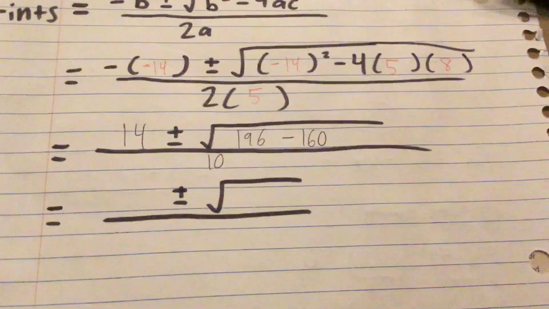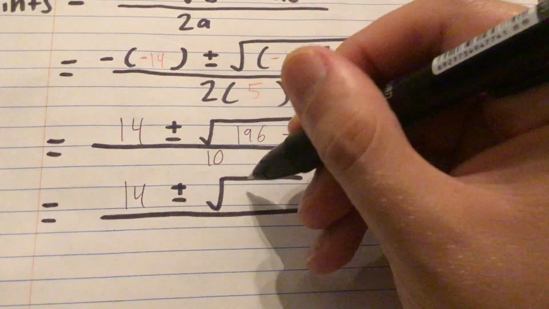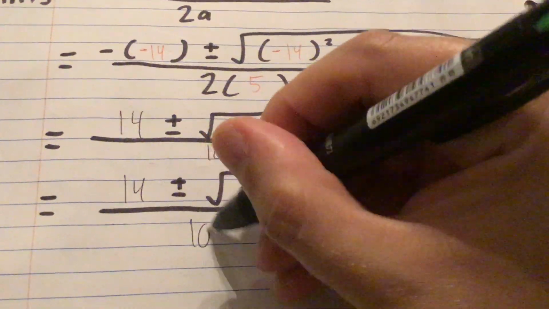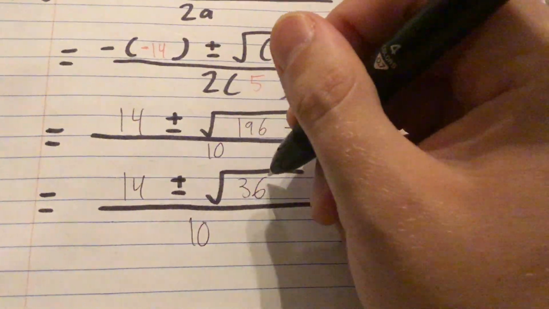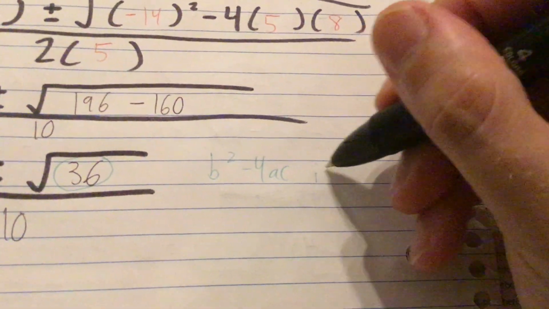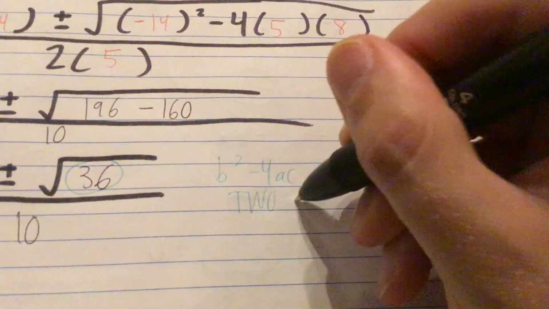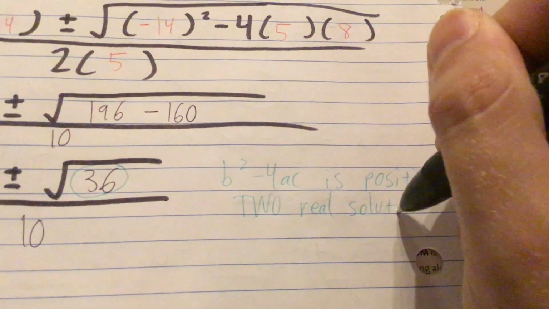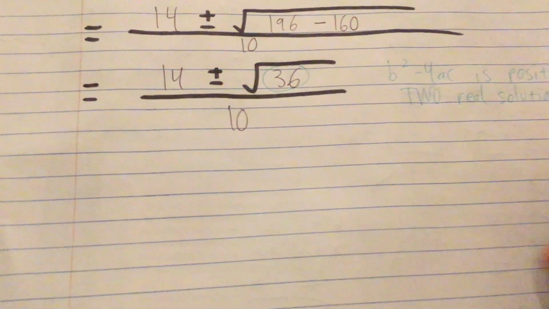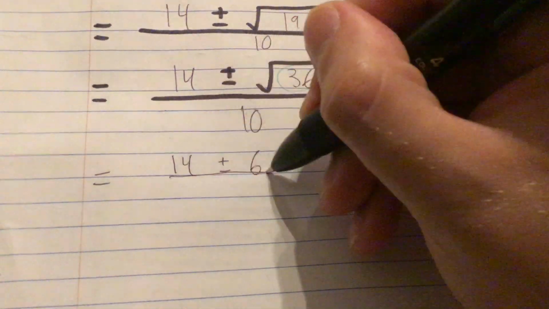So now let's clean this up. 14 plus or minus the square root of, that would be 196 minus 160, that'd be positive 36 over 10. So, once again, I care about this result. Remember that the b squared minus 4ac is positive. So if the discriminant is positive, that means that there are two real solutions. Okay, so now I'm going to take the square root of 36. And that becomes 14 plus or minus 6 over 10.